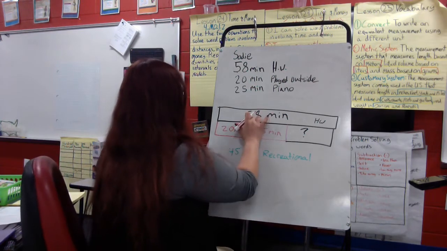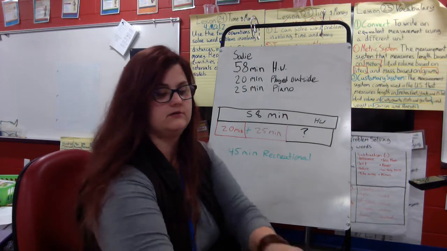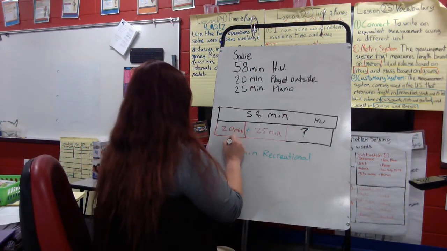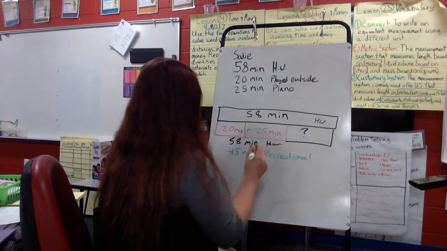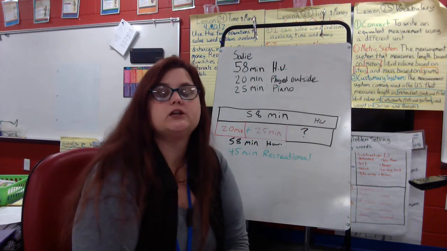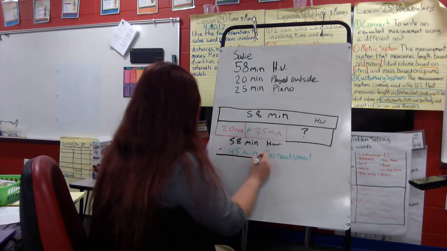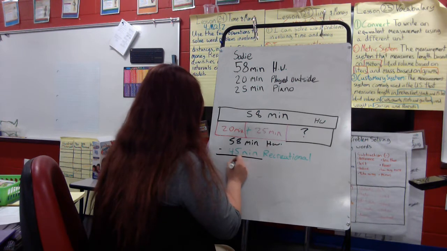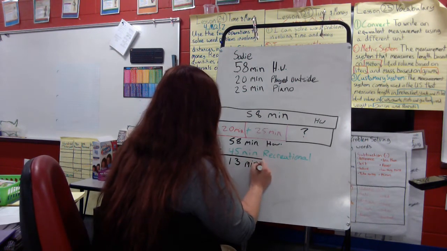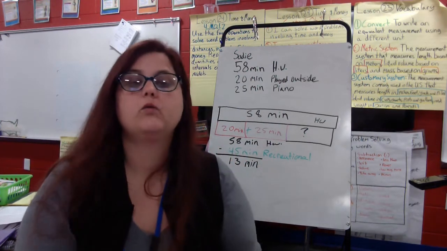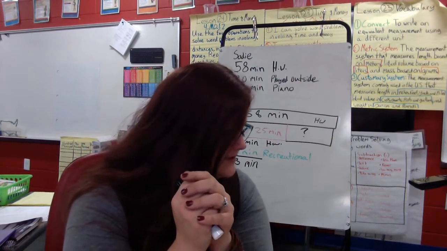And I'm going to take my 58 minutes worth of homework. And since this is a comparison problem, we're going to use what operation? We're going to use subtraction. 8 minus 5 is 3. 5 minus 4 is 1. So we did 13 minutes more working in homework than we did practicing piano or playing outside.